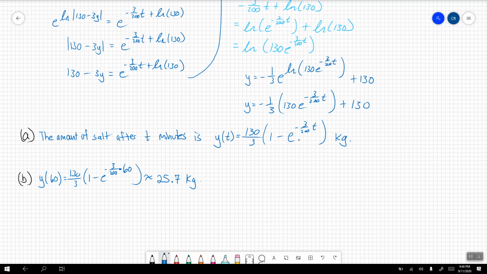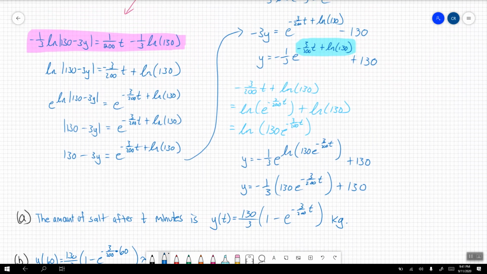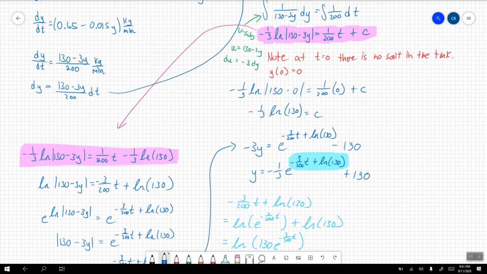Which means, as t goes to infinity, y of t will approach 130 over 3. In other words, there is a maximum saturation level, and that maximum saturation level will be about 43.33333 repeating kilograms of salt. Interesting. So that is the whole process of separable differential equations.